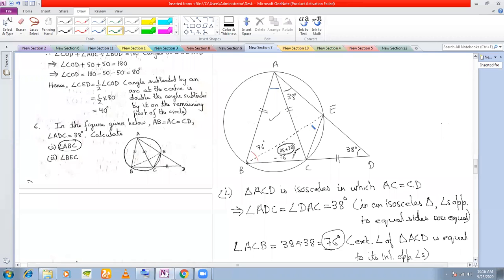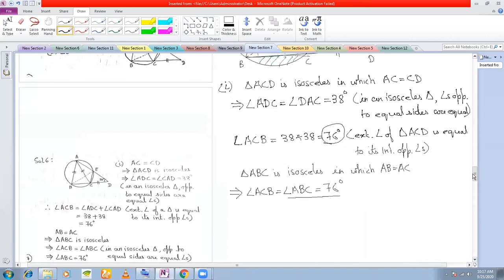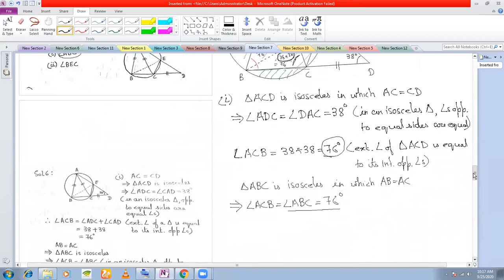If you see this chord BC divides the circle into this minor segment and this major segment. Okay, and if you see this blue angle BAC is on the chord BC. Also, this blue angle here is also on the chord BC, and they are both in the major segment. So therefore, they must be equal. The second part is just a cakewalk. Angle BEC is equal to angle BAC.